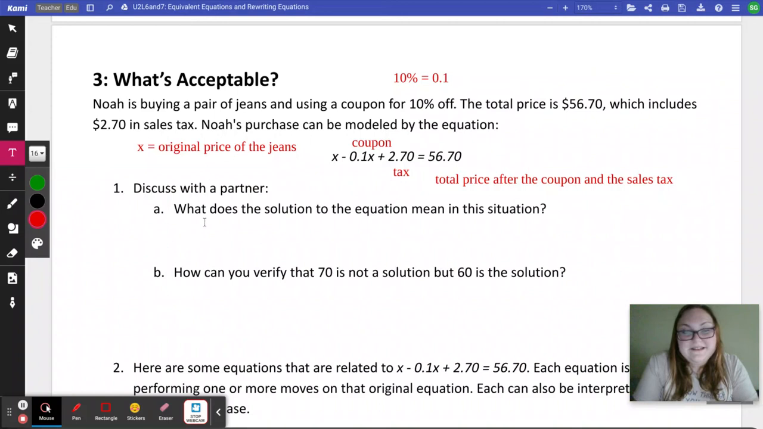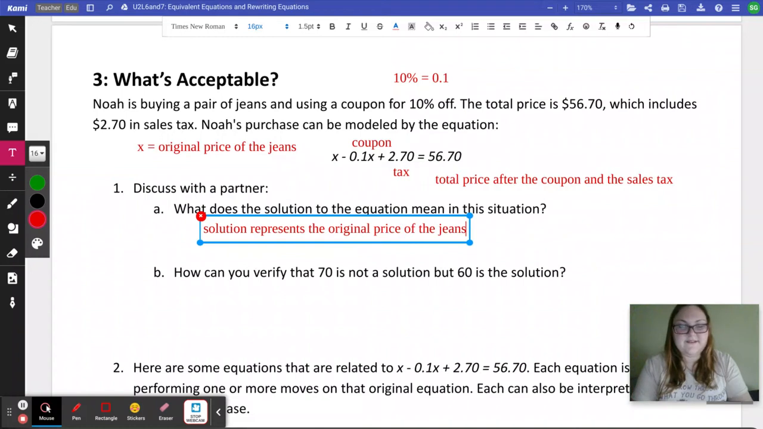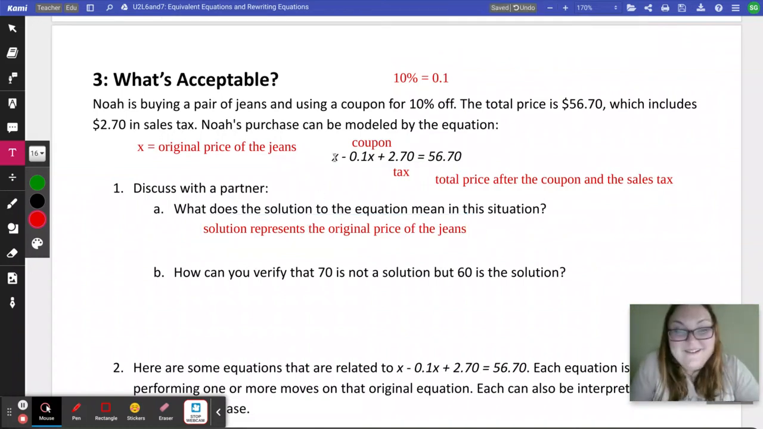When it comes to this first part, what does it mean to be the solution to this situation here? A lot of people sometimes think that 5670 is the solution. Our solution isn't that total price at the end. Your solution is the same thing you'd be solving for if I asked you to solve this equation. It's that X there. And we had already said what X represents. It represents the original price of the jeans. So if you solved this equation and you found, for example, 100 is the solution, you figured out that original price of jeans. So here, our solution represents the original price of the jeans. Figure out what the solution is, we're talking about X.